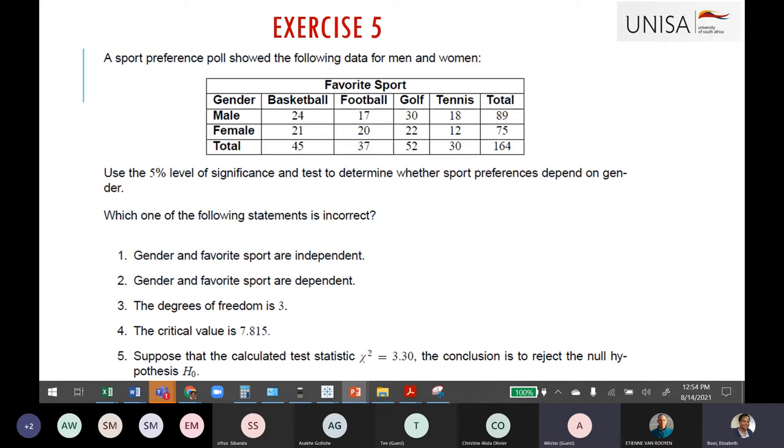Are we winning? Yes. Almost done. When you get to number five, they're not asking you to calculate the test statistic. They are giving you, they say, suppose it is this. So you just need to use the information you are given.